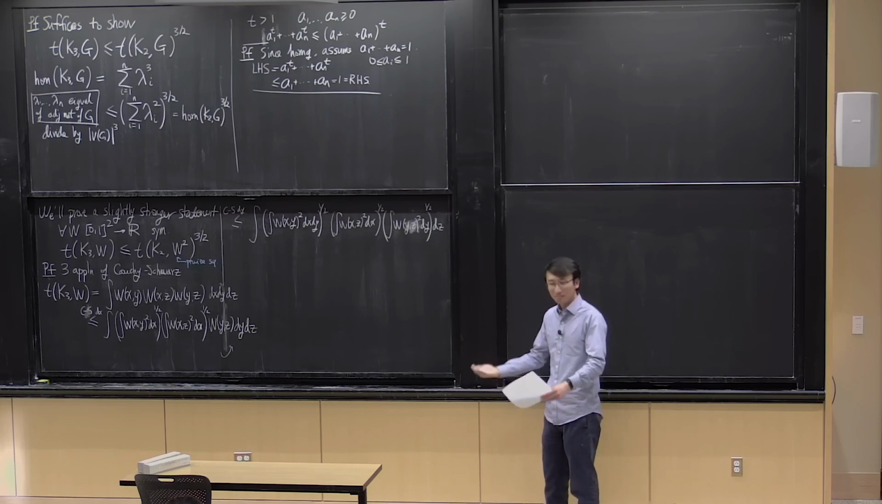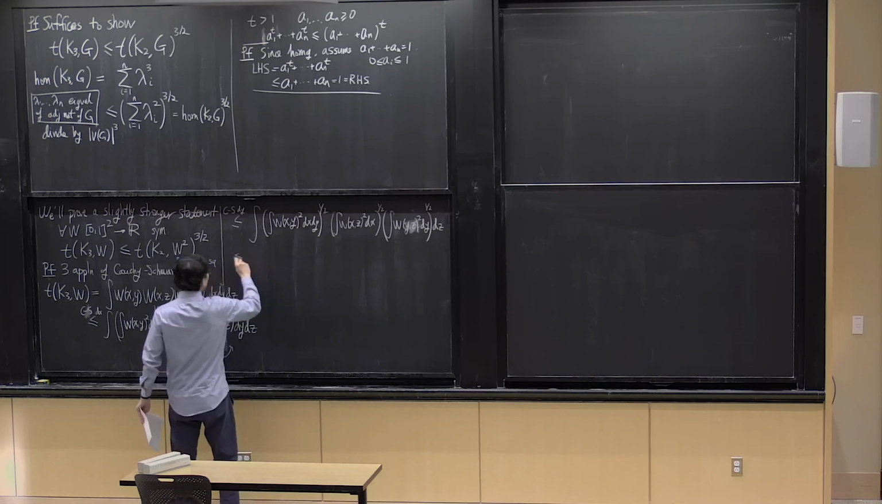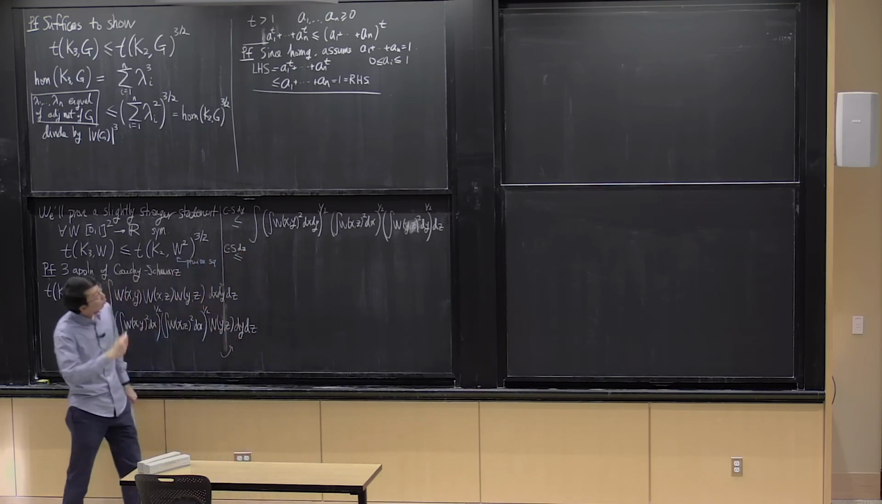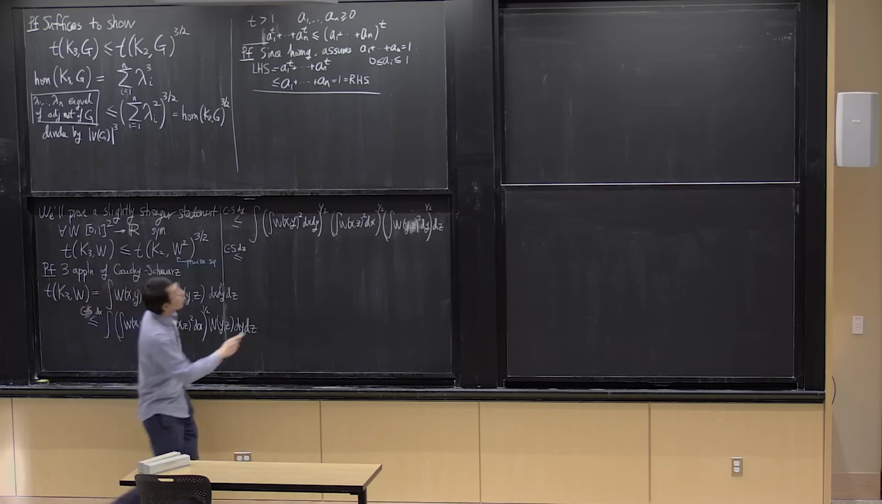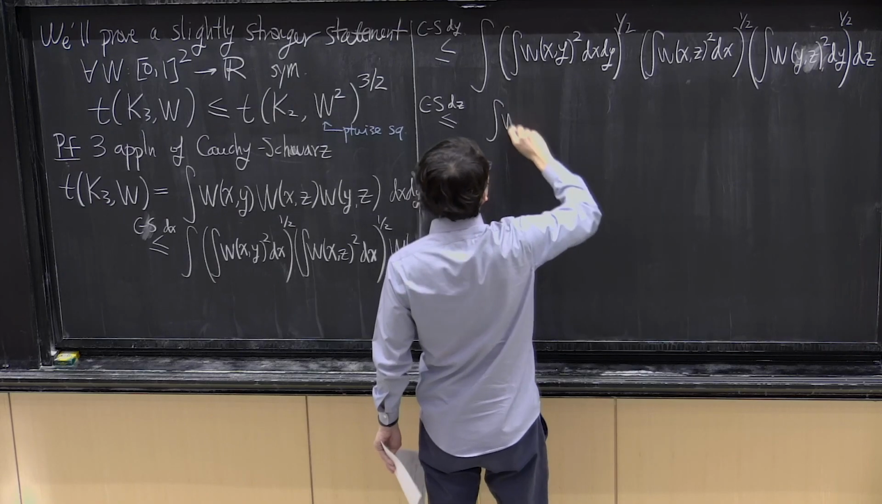Last step, now you can guess, you integrate with respect to dz and apply Cauchy-Schwarz. Apply Cauchy-Schwarz to the last two factors. And now actually the outside integral goes away.